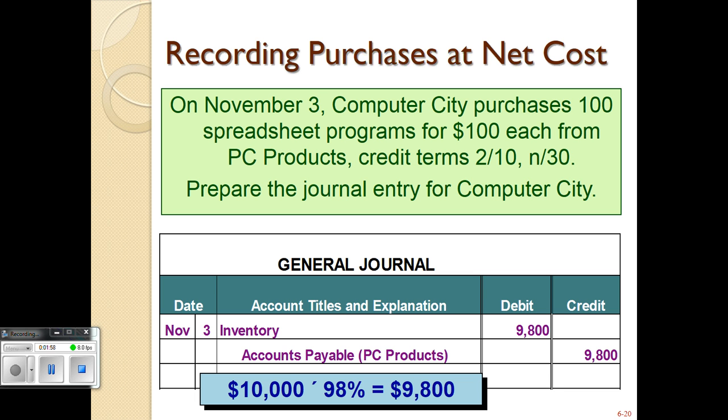So I am going to put the items into my accounting books as if I am going to take advantage of those. In this particular case, I take the 100 spreadsheet programs at $100 each, which is 10 grand. I'm going to get a 2% discount, so I'm going to have to pay 98% of that. So what I'm going to do is put in my accounting records $9,800. And notice once again, accounts payable, PC Products. I'm going to end up posting that twice, once to the controlling account and once to the subsidiary account.